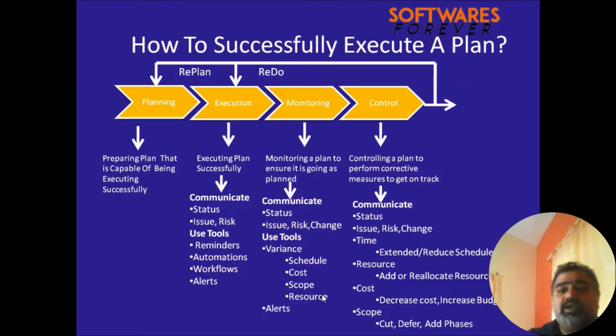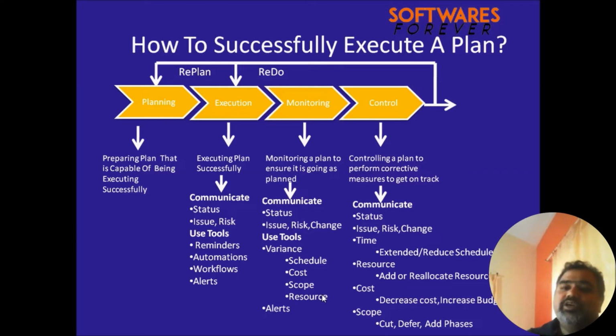And if the budget is going above the plan, then we have to see the cost variance. If the scope is increasing, we have to identify the scope changes. And if any additional resources are required, that also we should see in the resource variance.